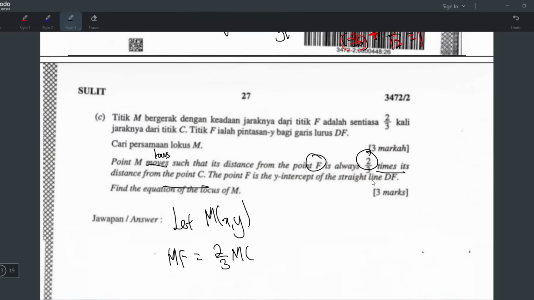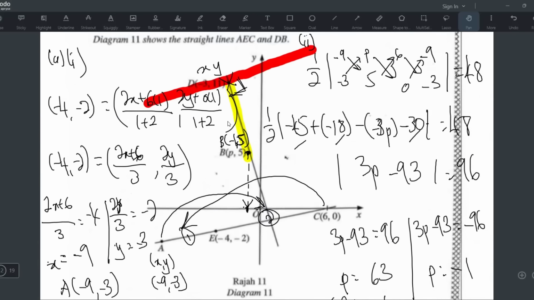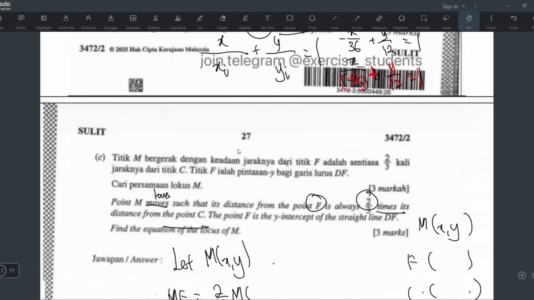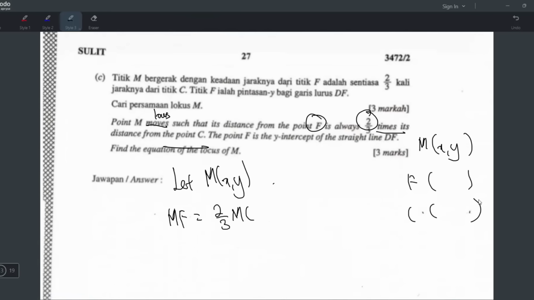Now, the point F is the y-intercept of straight line DF. Find the equation of locus M. In order to do this question, we need the coordinates of point M, and we also need point F and point C. But point M will be (x, y), because it is the moving point. That's why I write let M be (x, y). But we need F and C also, so let's go back and see if we have them. Point C I have, which is (6, 0), but point F I don't have. That's okay. Let's write down C as (6, 0).